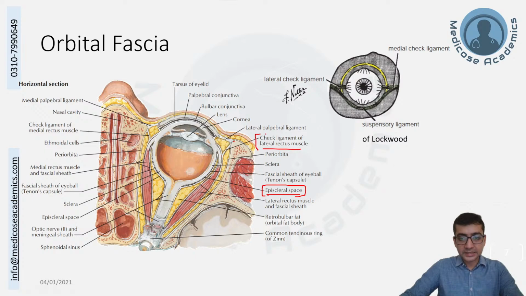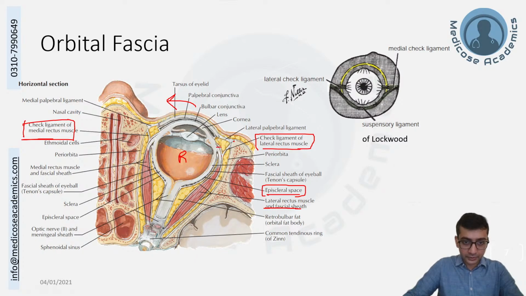These are known as check ligaments. Why are they called check ligaments? Because you can see, if this person, this is the right eye, tries to look left, the eye will move and this muscle, this lateral rectus muscle, will stretch.